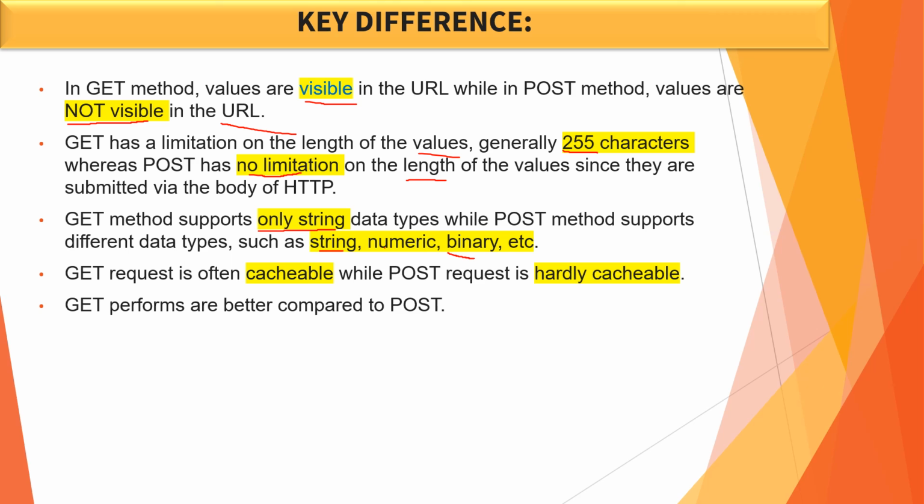Get requests are often cacheable. Get is cacheable, so we can store that data in cache and use it a number of times. But a post request is hardly cacheable, so that data will not be stored in cache memory. Get performs better compared to the post method. So these are the key differences which can be used in form elements. That is all about the get and post methods.